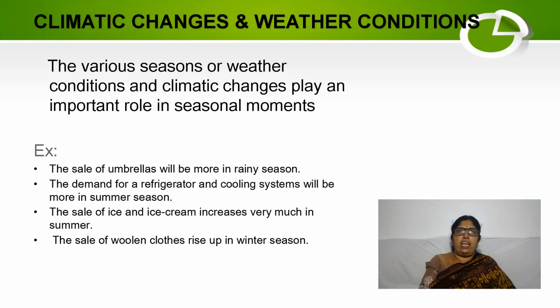Example, the sale of umbrellas will be more in rainy season. The demand for refrigerator and cooling items will be more in summer season. The sale of ice and ice creams increases very much in summer. The sale of woolen clothes rises in winter season.